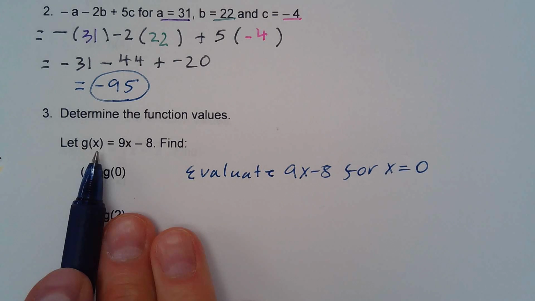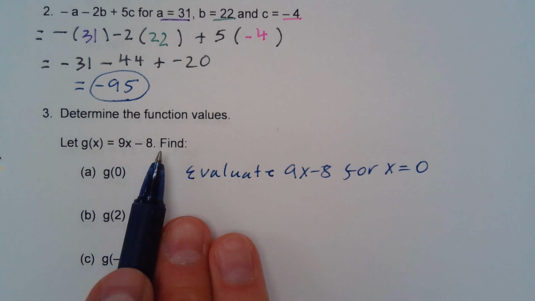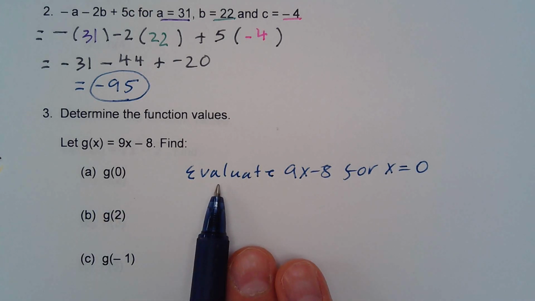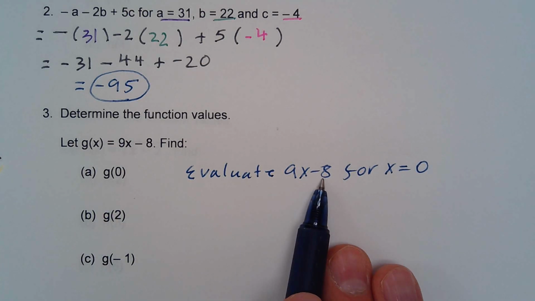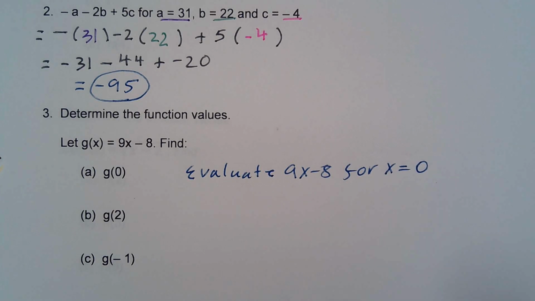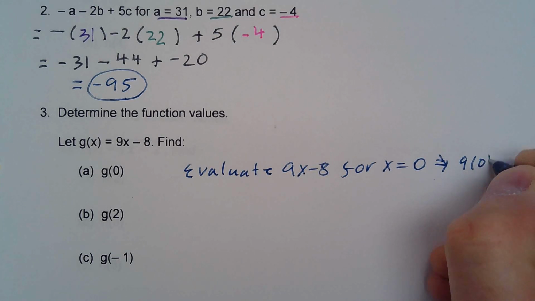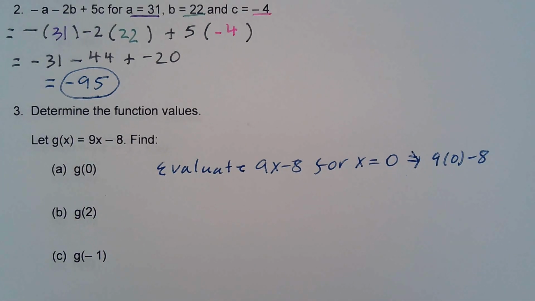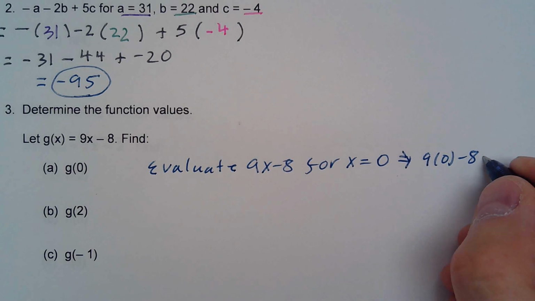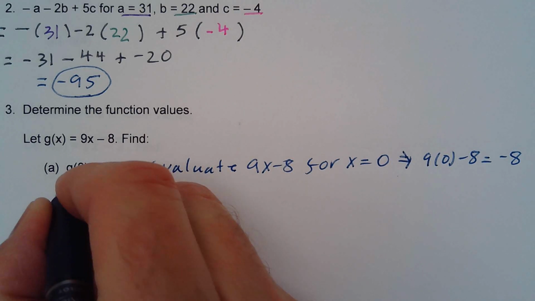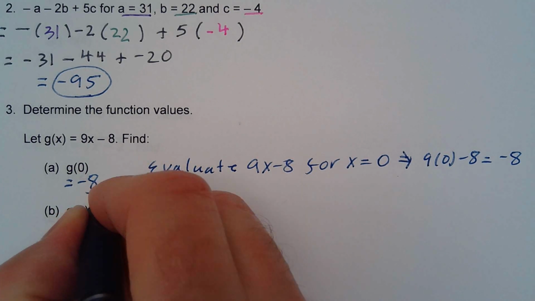So here we're letting g of x equal 9x minus 8. They're asking us to find g of 0. All that means is evaluate the 9x minus 8 for x equals 0. So you just plug it in. 9 times 0 minus 8, and that's going to just give you -8. So my answer over here would be a -8.